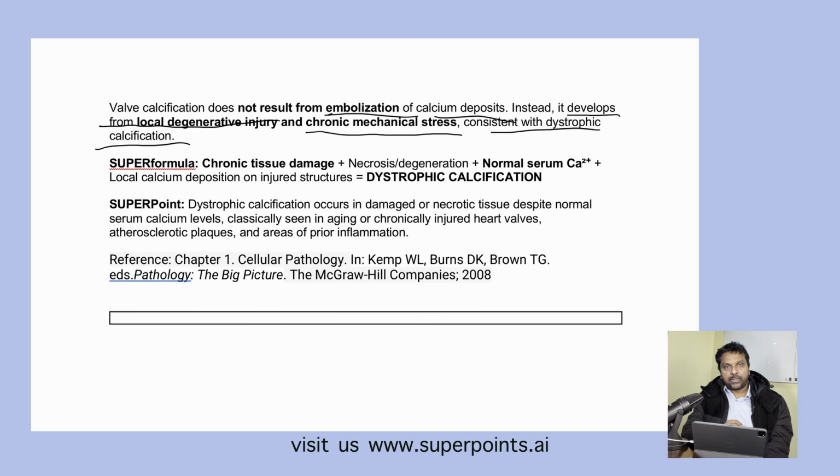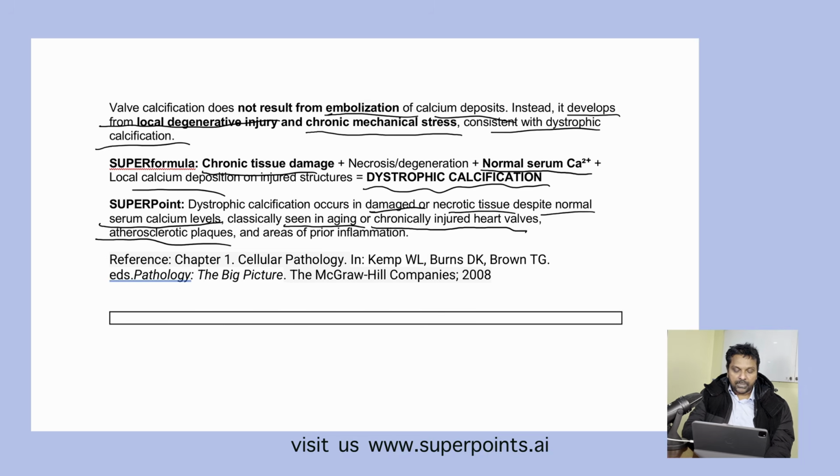So the super formula here, like how can you arrive at the answer? By looking at a couple of keywords. Whenever you see there is chronic tissue damage, whenever you see normal serum calcium, all right, then calcium deposition, they're talking about dystrophic calcification, all right. And the super point here is dystrophic calcification occurs in damaged or necrotic tissue despite normal serum calcium levels, classically seen in aging or chronically injured heart valves, atherosclerotic plaques, and areas of prior inflammation. So that's a very, very important question, folks. Please remember that.